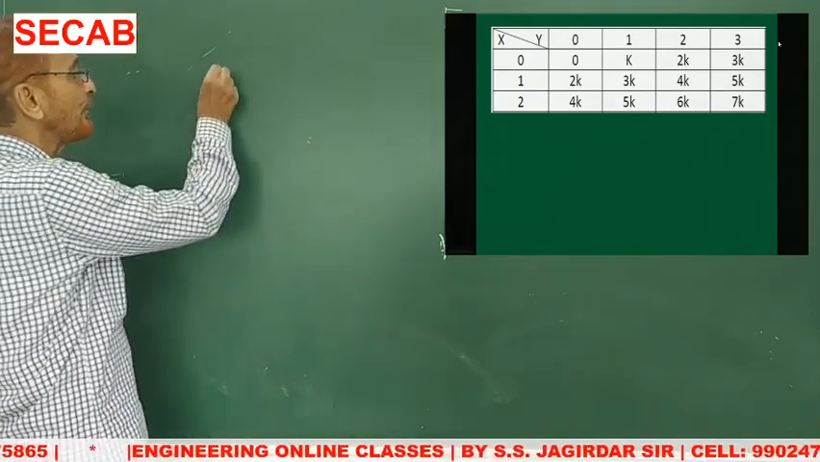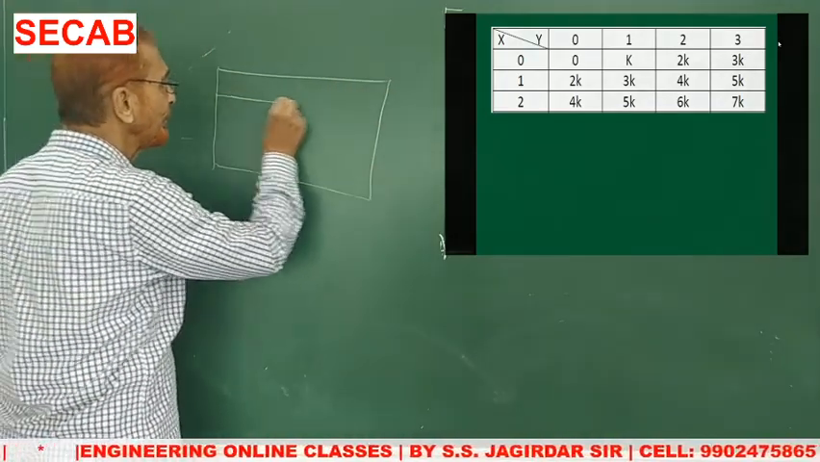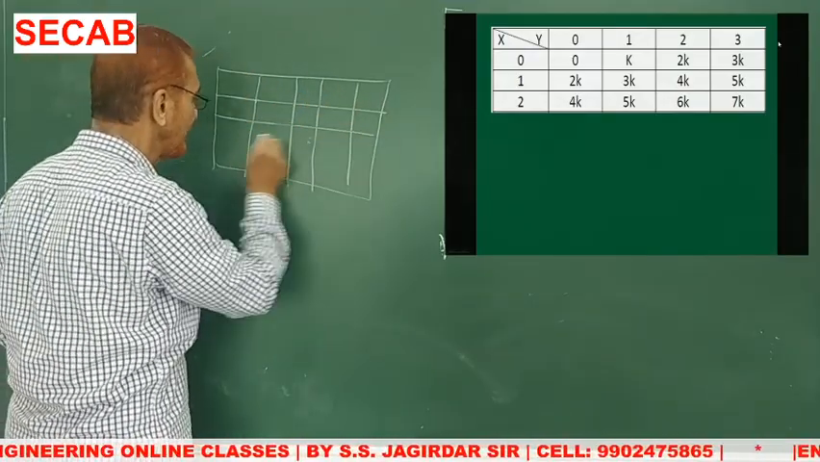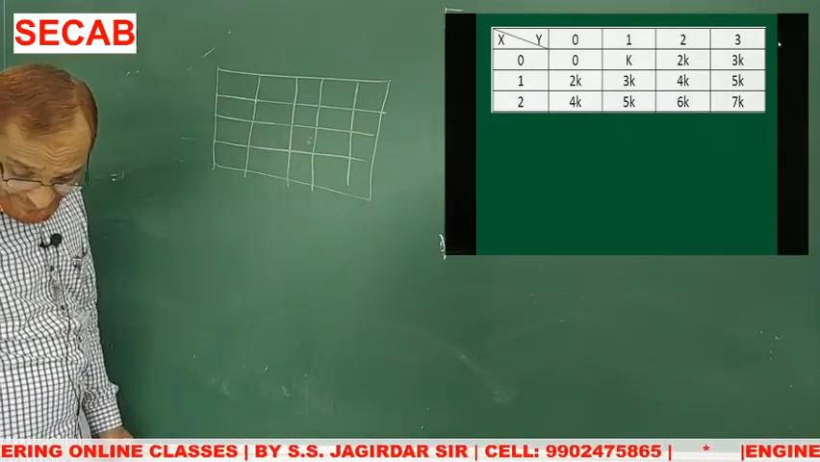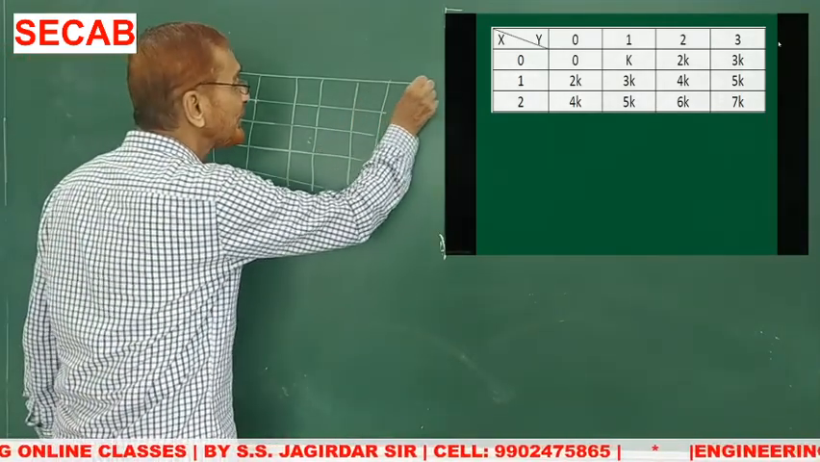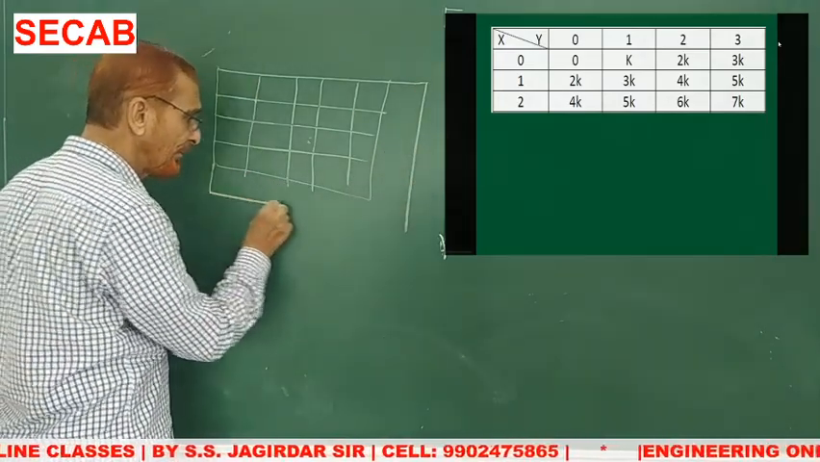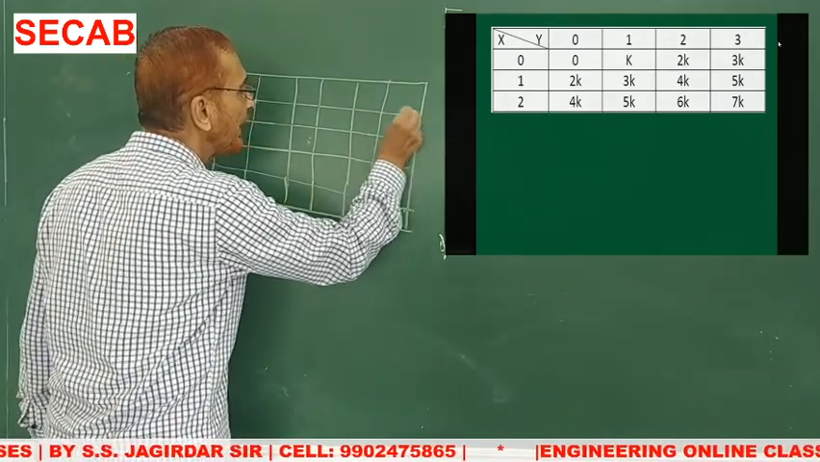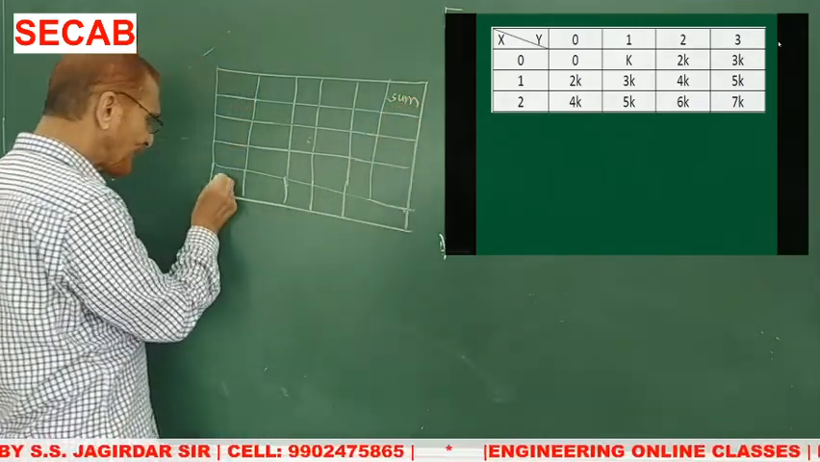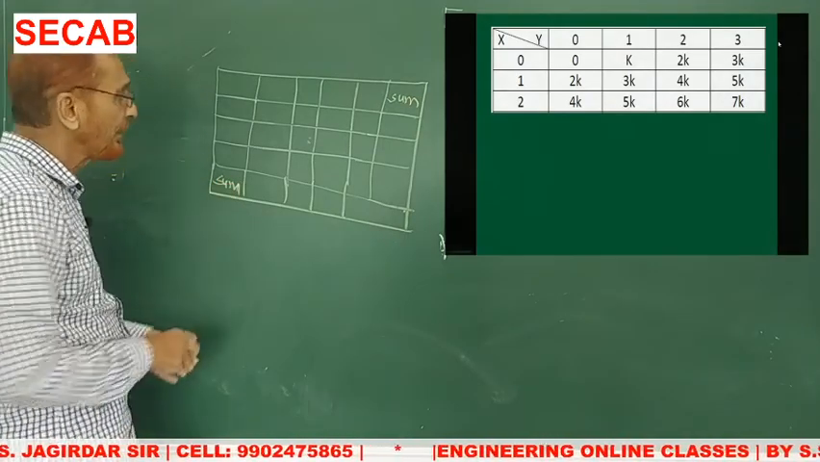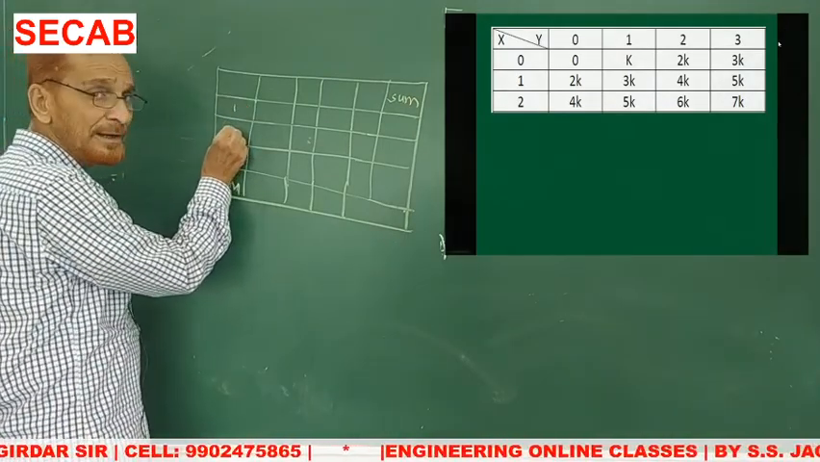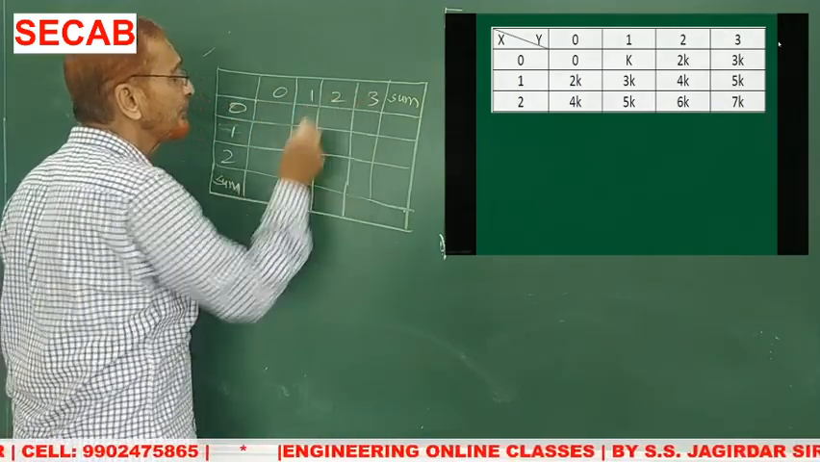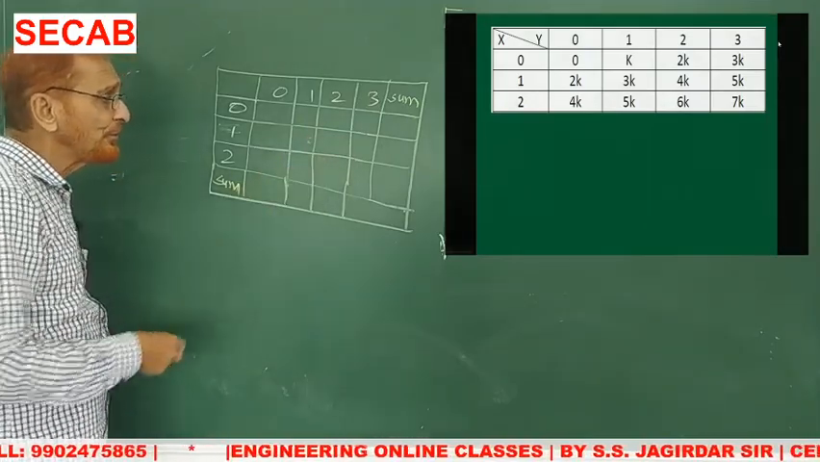So what I will do for convenience, this table is already with you. Here one extra row and column I will introduce, and here I will take up the summations. It is 0, 1 and 2, 0, 1, 2 and 3. So these are the 12 boxes that we have completed.